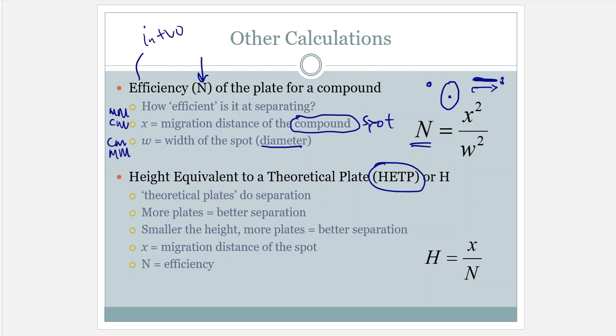So HETP can be calculated, and the way to do that on a TLC plate is you take X, and X, again, is the migration distance of the spot. And again, this is in centimeters or millimeters, whatever you want to put it in. And then N is the efficiency, and the efficiency is coming from the equation up above. So once we have the number of individual separation steps, we can take the spot distance and divide by the number of individual steps that it has experienced to get to that point, and that will tell me the height of each one of these theoretical plates that are on the surface of that TLC plate for me.